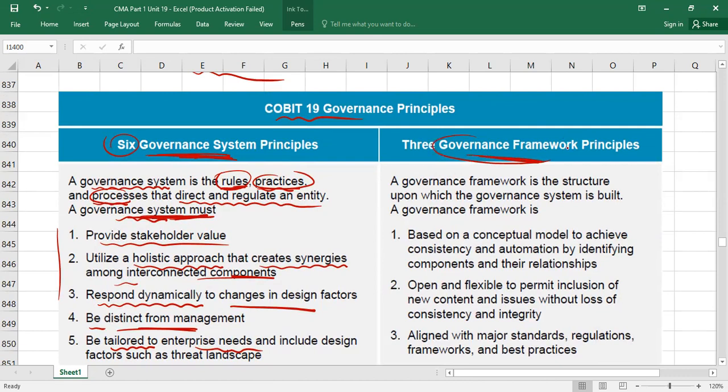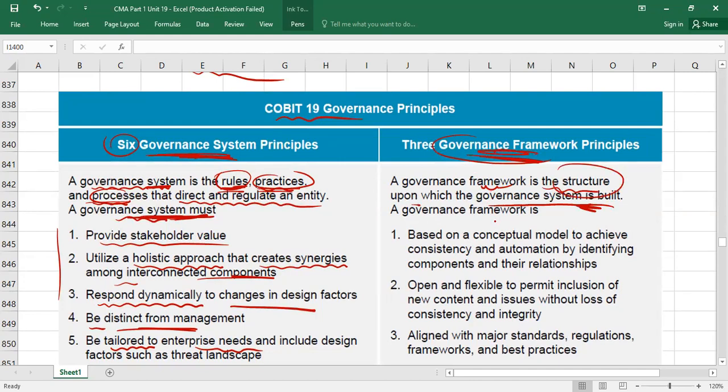Here we have 3 governance framework principles. I'm not sure they will test in the exam or not, but just to be on the safe side, memorize these things. Now, I'm going to explain the governance framework. System you should remember: system means the rules, practices, and procedures that direct and regulate the entity. Then what is a governance framework? A governance framework is the structure upon which the governance system is built, like a structure over which the system is based.